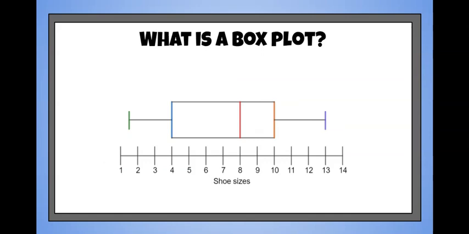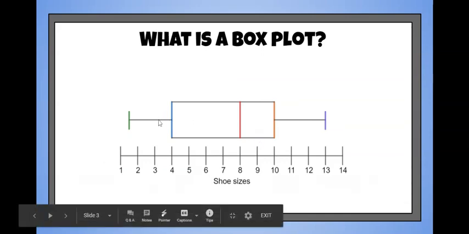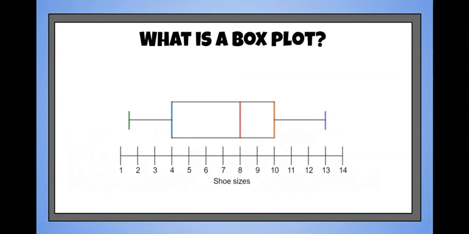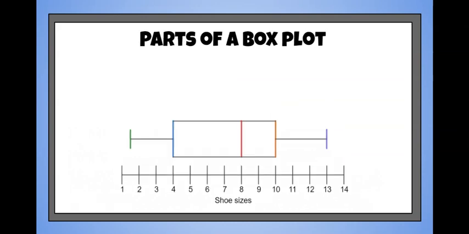It's also known as a box and whisker plot because it does look like on the side of this box there are whiskers, like cat whiskers. Whatever helps you remember it is fine, but for the purpose of this video and the test, we're going to call this a box plot.